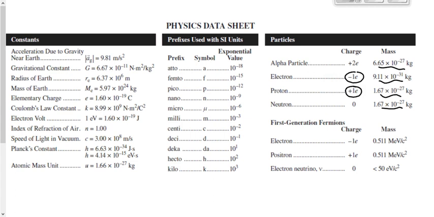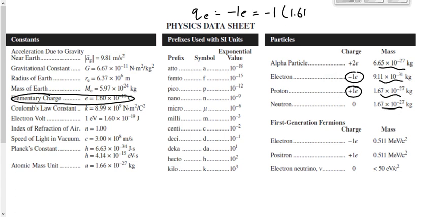Well, over here on the left-hand side of your data sheet, it says the elementary charge, that's the smallest possible charge that you can have, is 1.6 times 10 to the minus 19 coulombs. And the symbol for that is e. So if an electron is minus 1e, then the charge of an electron, by the way, the symbol for charge is Q, would be minus 1 times 1.60 times 10 to the minus 19 coulombs, the elementary charge. That gives us a total charge of minus 1.6 times 10 to the minus 19 coulombs.